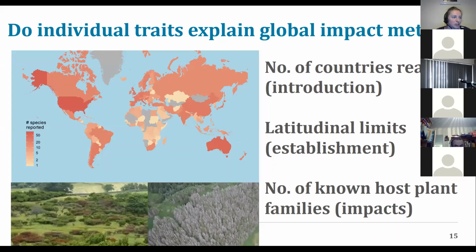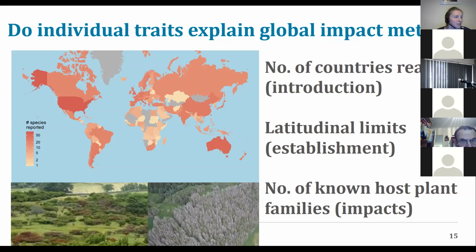But the number of countries reached doesn't really get at the distribution of those countries and whether they're similar or very different climatically. So we also extracted the known latitudinal limits of Phytophthora species from the global data that we collated. And then neither the number of countries reached nor the latitudinal limits can tell us much about the damage caused by those species. So we also counted the number of host plant families known for each Phytophthora species. And we wanted to identify whether traits could be useful predictors of any of these impact metrics.